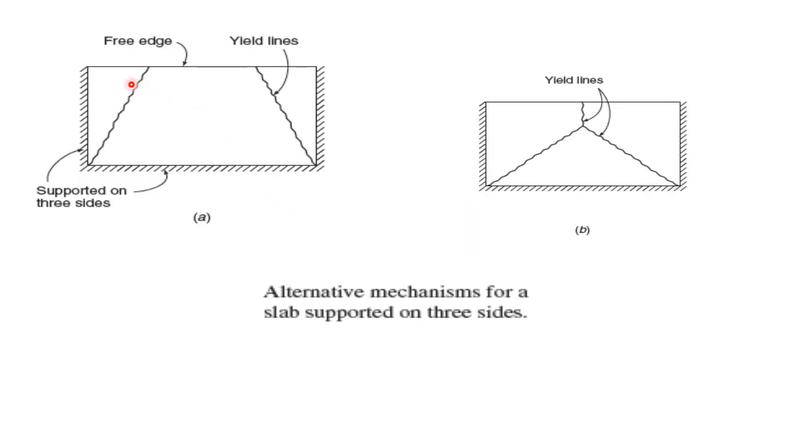For this type of supporting condition, supported on three sides and free at one end, we can draw the yield line either this way or this way. Either way of doing it is correct. I hope you can now draw yield line patterns for different geometries and different supporting conditions. You can try out many problems so that you can understand this concept better. Thank you.